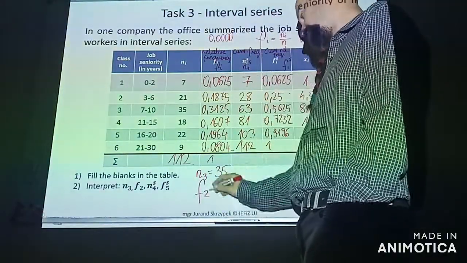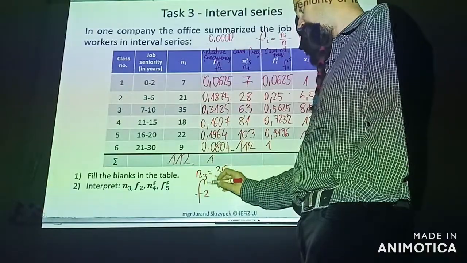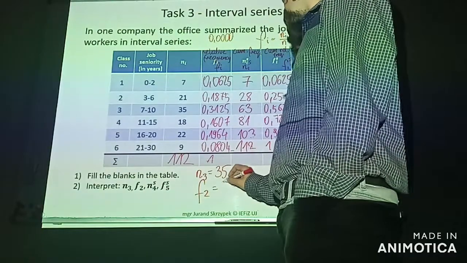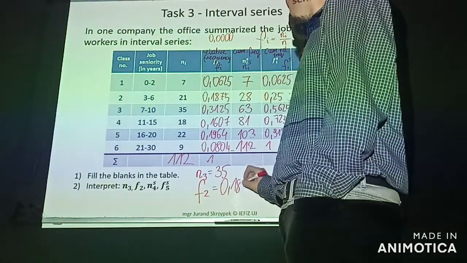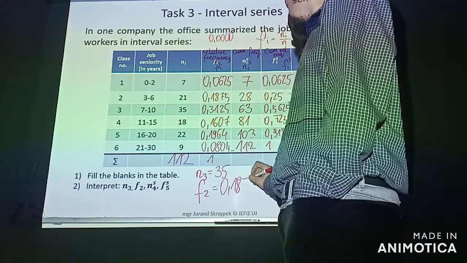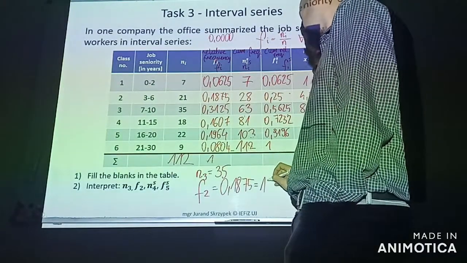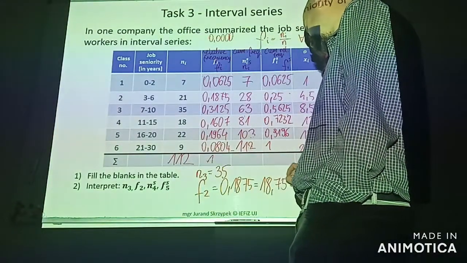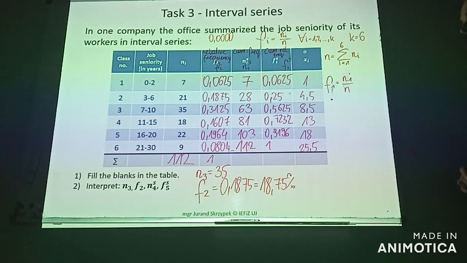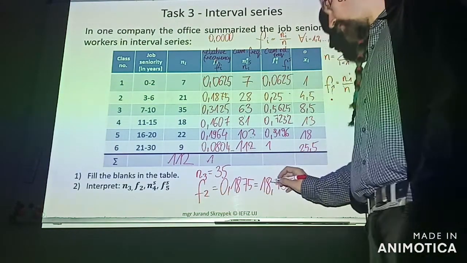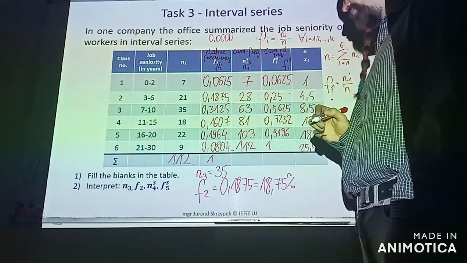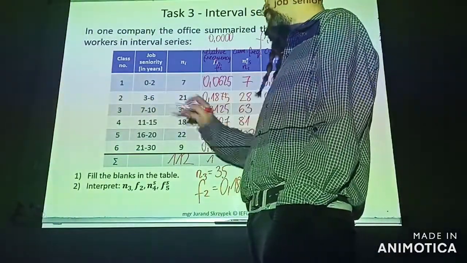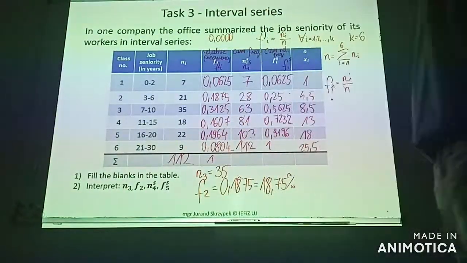F2 means the second relative frequency. The second relative frequency is 0.1875. It also equals 18.75%. What does it mean? It means that almost 19% of workers are characterized by job seniority from 3 to 6 years.